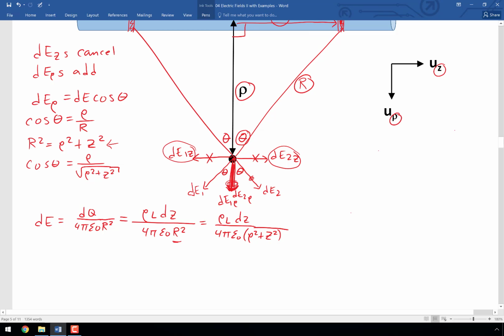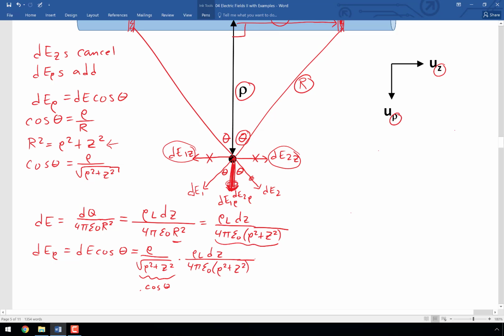Okay, now what I really want is dE in the rho direction, and that's going to be dE cosine of theta, and that's going to be equal to, as we saw, rho divided by the square root of rho squared plus z squared. That right there is cosine theta, multiplied by dE, which is simply this expression right here. So this is going to be rho sub L dz over 4 pi epsilon 0 rho squared plus z squared.